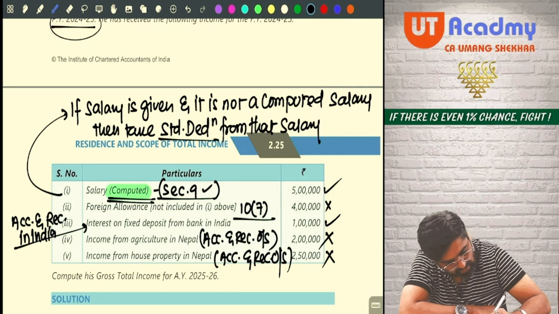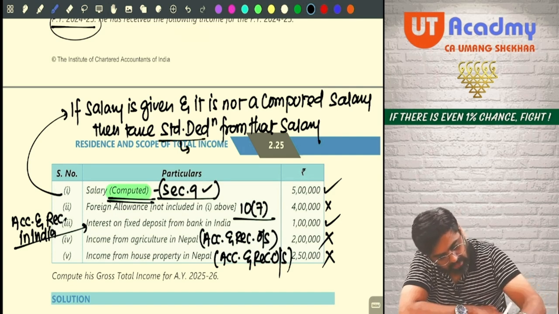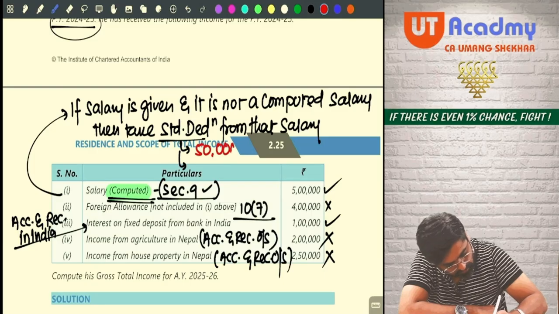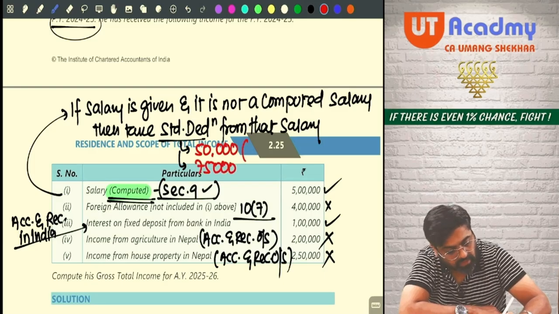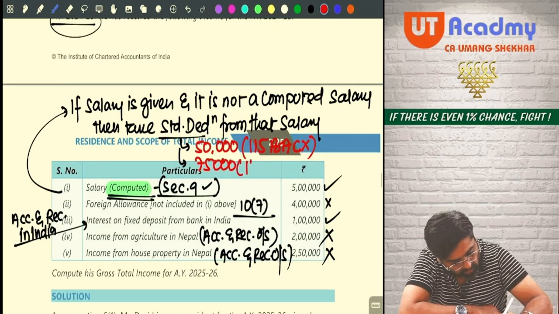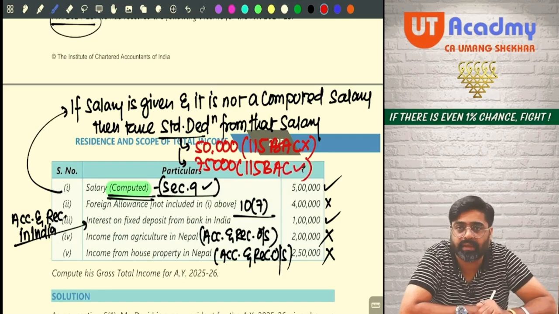And how much standard deduction will be taken? Come on, tell me. Standard deduction can be either 50,000 or it can be taken as 75,000 also. 50,000 you will take if you don't follow 115BAC, yes or no? And if you follow 115BAC, then you will take a standard deduction of 75,000.